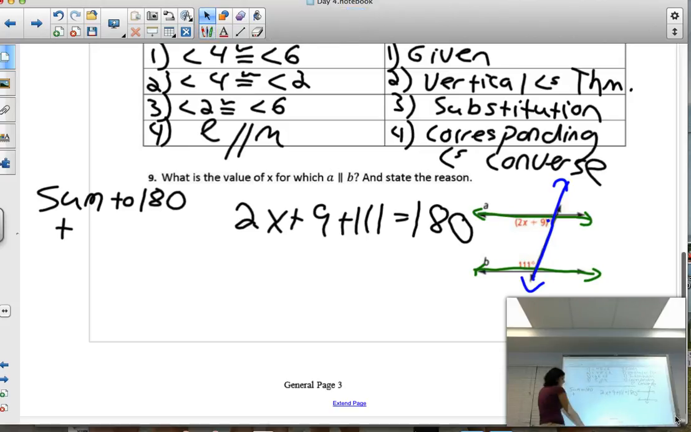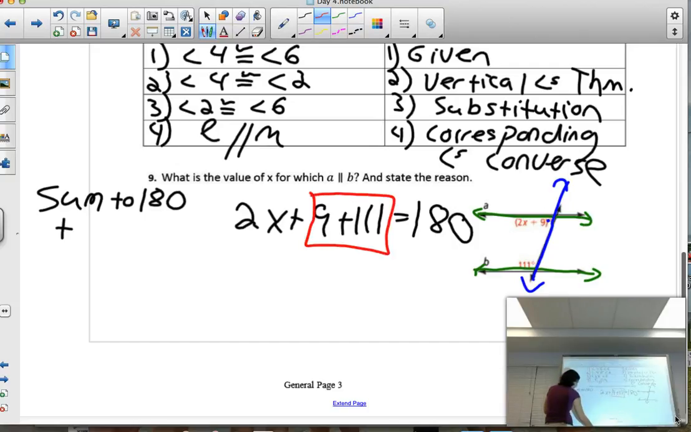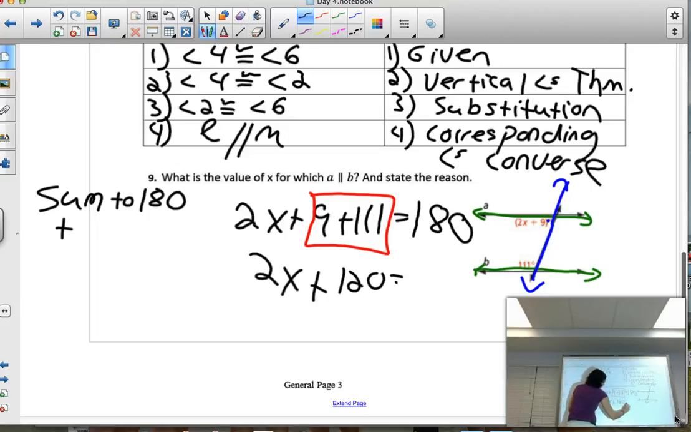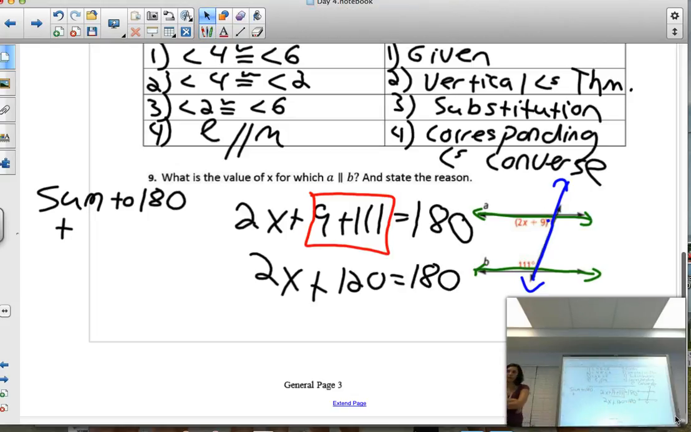Okay, so before you make a mistake, what's the first thing that we need to do here? 2x plus 120 equals 180. You should be able to do the rest. I did the hard part. X equals 30. Oh, that's fast.